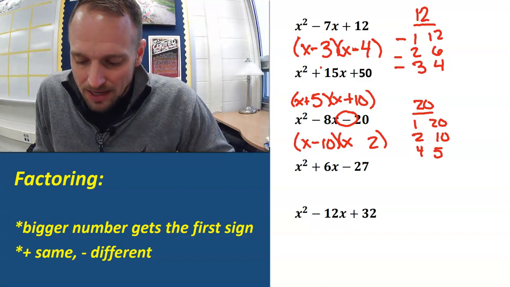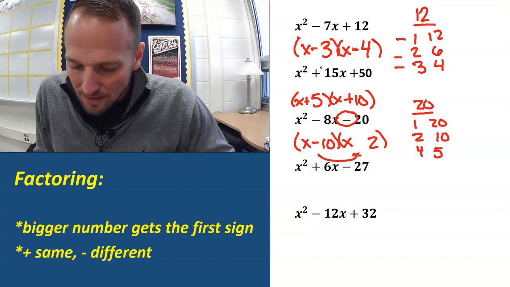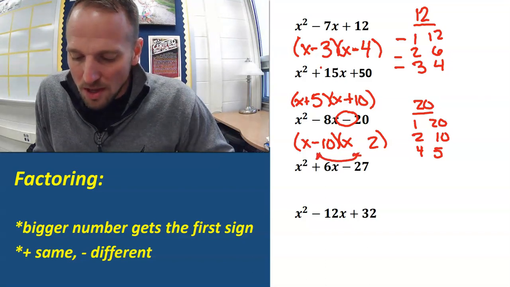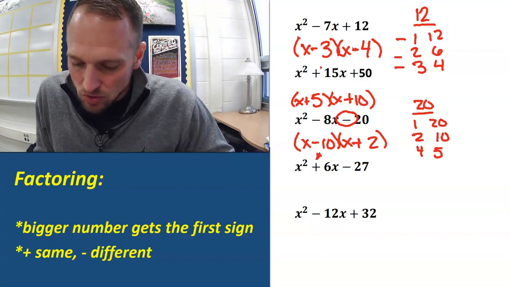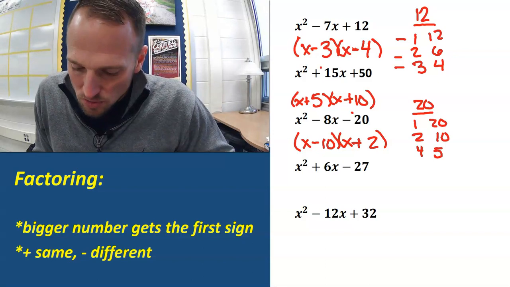So it's a minus, so that means these two down here have to be different. The first one, it's a negative 10. That makes this one a positive 2. And that is going to be our answer. That's how we factor that problem. Let's look at the next one.